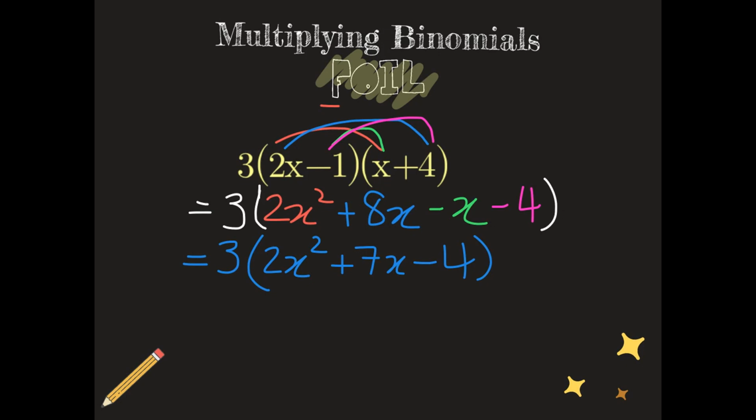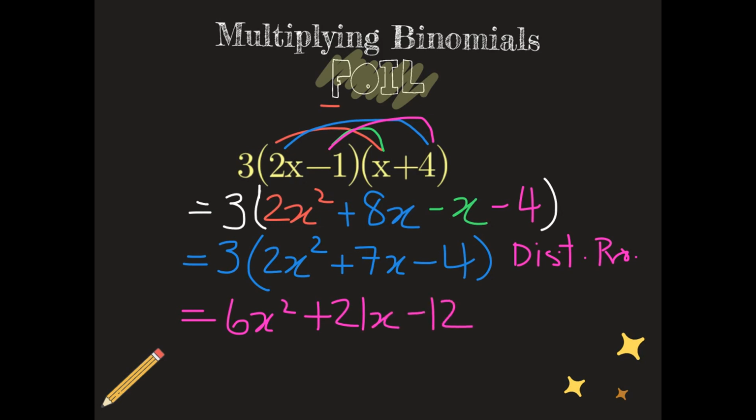And now this question is just a distributive property question. I'll just write distributive property. And so we're going to take that 3 and we're going to distribute it into the bracket. So 3 times 2x squared is 6x squared. 3 times positive 7x is positive 21x. And 3 times -4 is -12. And that is our final answer.